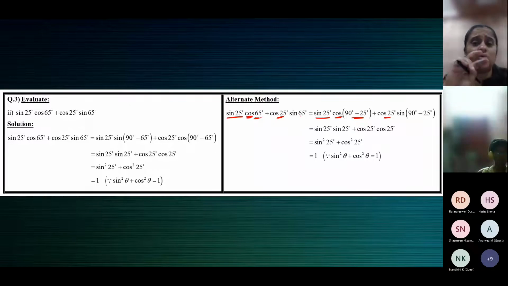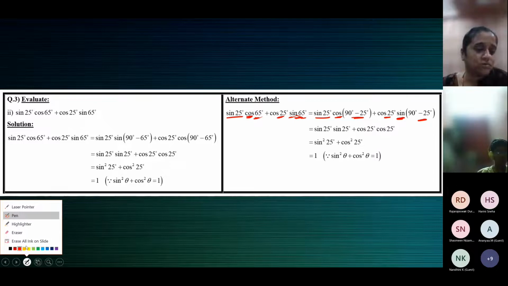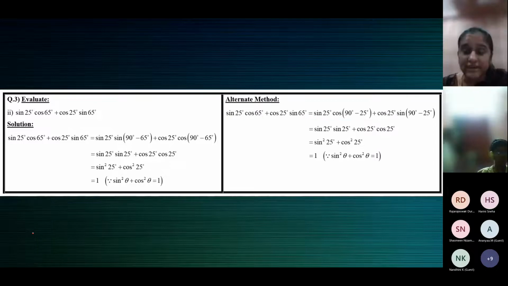And then, because I told you, we are retaining the 25s, we're changing the 65s. So this one, see, I've written sin as this. 65 as a difference, 90 minus 25. So in the first step, no rule. No rule is used.